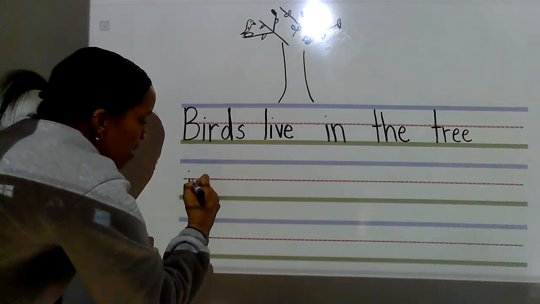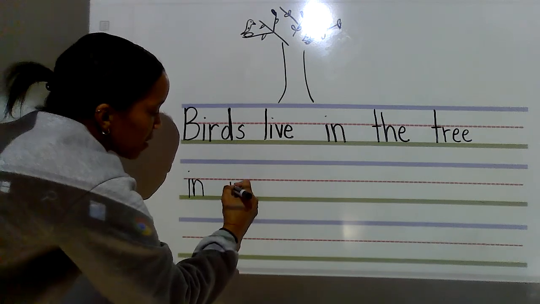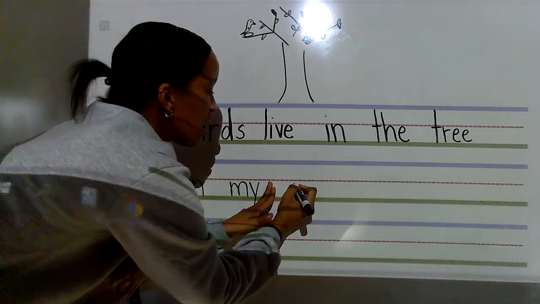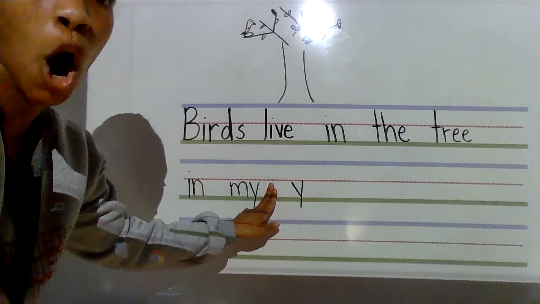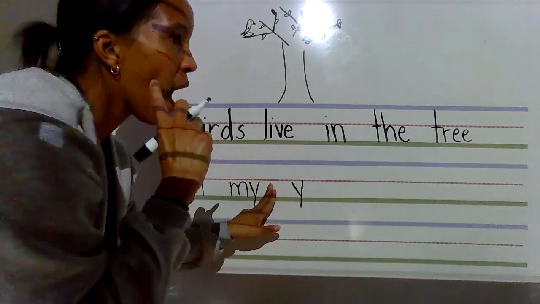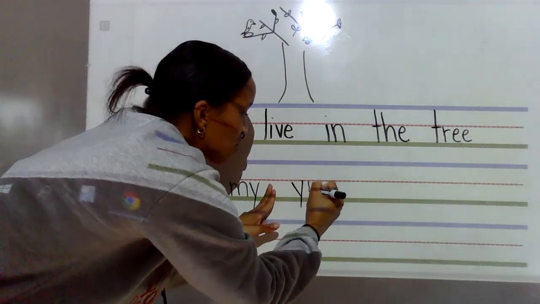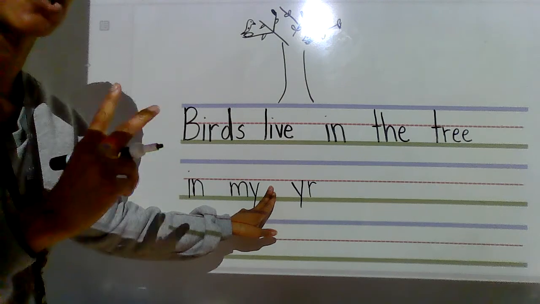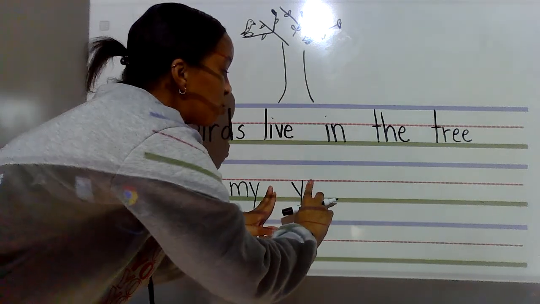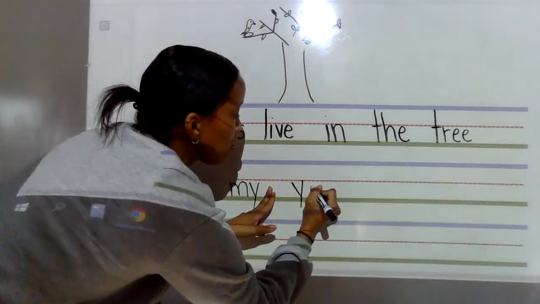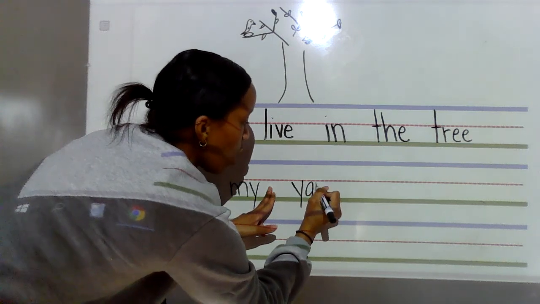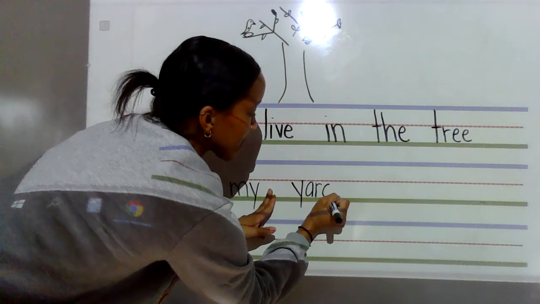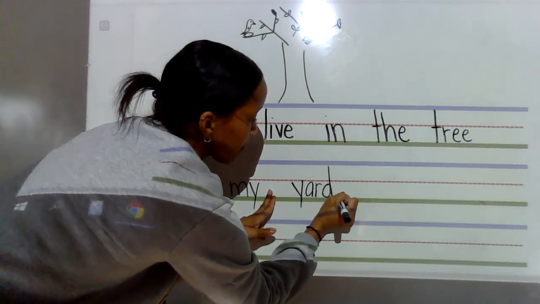In my, M-Y, yard. I hear yeah. And then I hear R. Now again, if I'm not sure, I hear R, I could just write the R because that's what I hear, right? But we should remember that there's actually 2 letters that work together to say R. And those 2 letters are A-R. So A-R together says R. Y-A-R-D. And there goes that D sound.